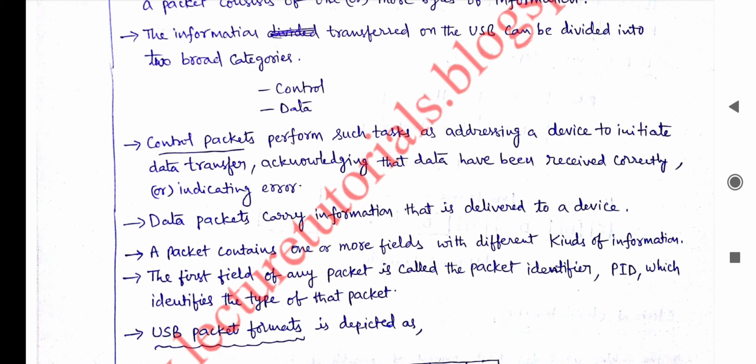If you get an acknowledgement from the receiver, as in I received the message, that is nothing but an acknowledgement that the data has been received correctly, or indicating any error. Suppose we are receiving the data correctly, we can send an acknowledgement: yes, I am receiving the data correctly. Otherwise, you can send an acknowledgement saying whatever message you sent is wrong, and please retransmit the data again. Okay, data packets carry information that is delivered to a device.